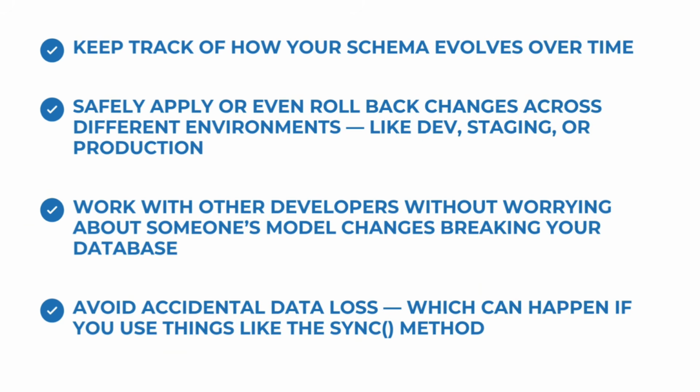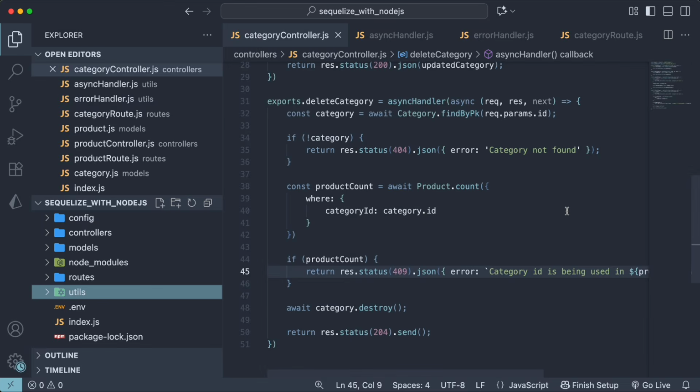the sync method. So from this point forward, we'll use the Sequelize CLI to create and manage migrations. This makes our app more stable, predictable, and production ready. So to start using Sequelize CLI, first let's install it as a development dependency in our project.